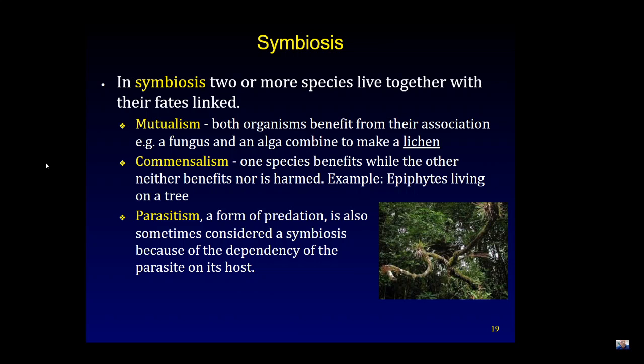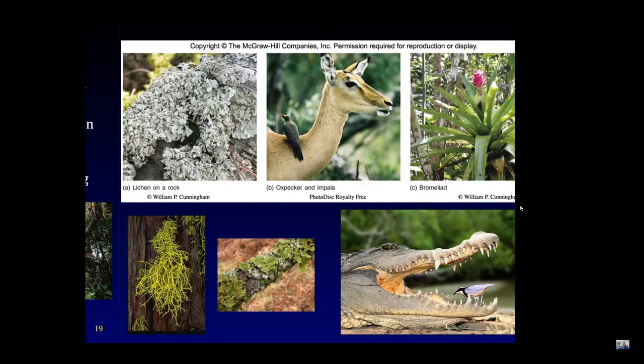from it. Parasitism, on the other hand, is a form of predation. It is also sometimes considered a symbiosis because a parasite depends on its host. Parasitism is where one benefits and the other is harmed. All right. Write those down, ladies and gentlemen.